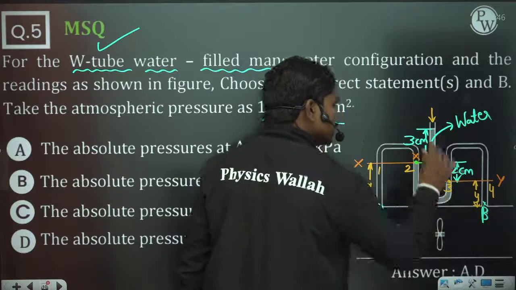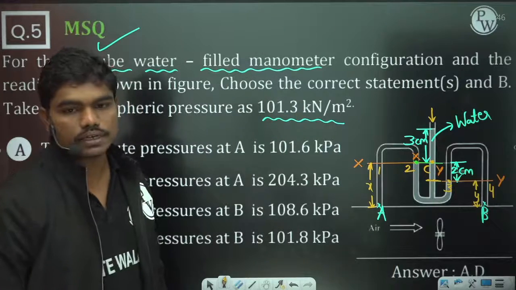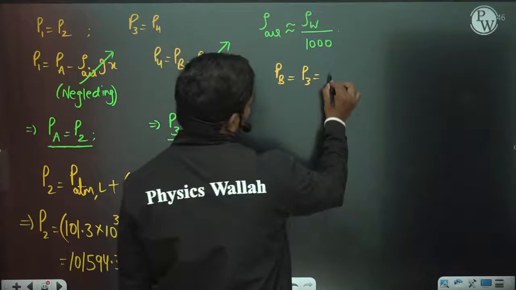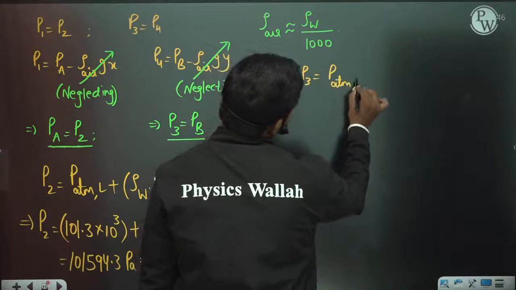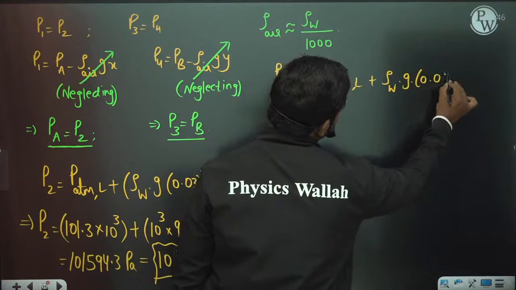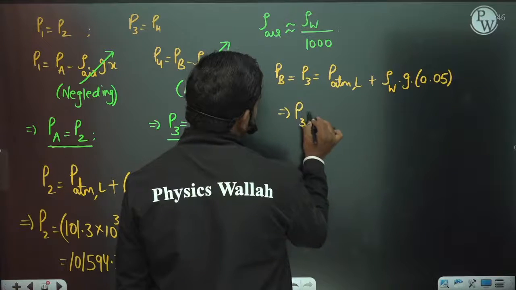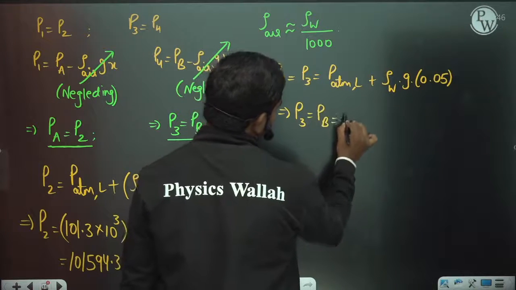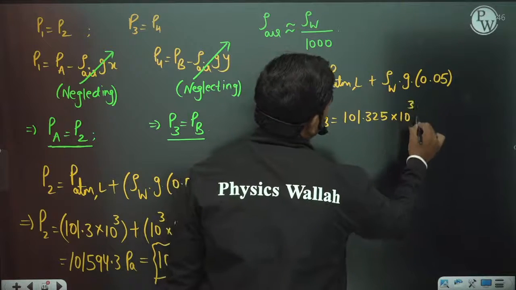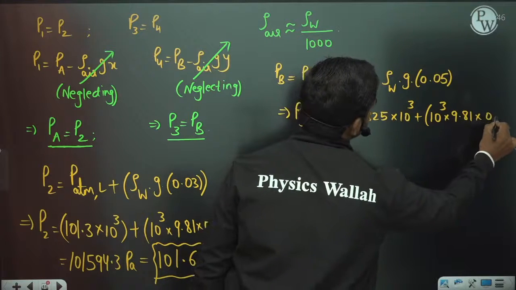So this location has a pressure of PATM local plus the 5 centimeters height due to this water column. So this value is equal to PATM local plus density of water times g times 5 centimeters, which is 0.05 meters. So this implies your PB is equal to PATM local, 101.325 kilopascals, plus density of fluid times g times 0.05.